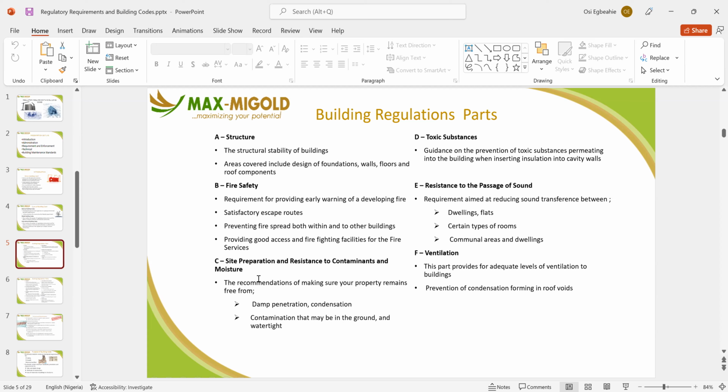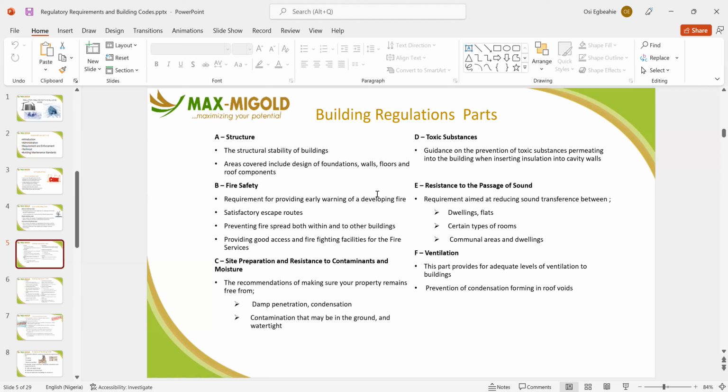So it's very important for them to regulate this and say, oh, this area is cordoned off. It is not safe for you to build around this area because the groundwater is contaminated, the atmosphere is contaminated, and it's not good for you to be living there. Also, one of the things they look at is toxic substances, guidance on the prevention of toxic substances permeating into buildings, such as when inserting insulation into cavity walls.